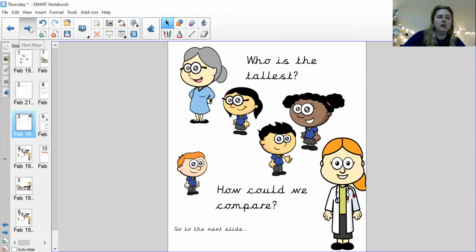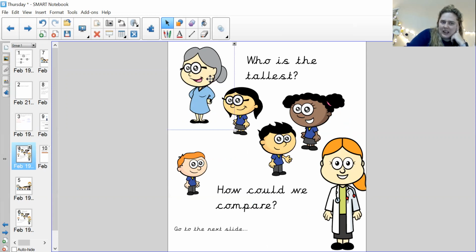Okay. So let's have a look at all of these people. Who is the tallest? Is it this lady here? Because she's at the top of the page, isn't she? And when we're comparing height, we're comparing the thing that is up at the top, the tallest thing. Is it this lady here? No, I don't think that's right.